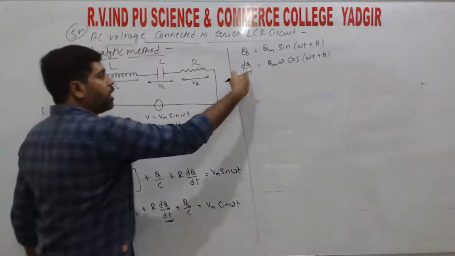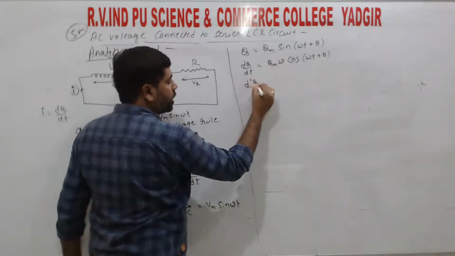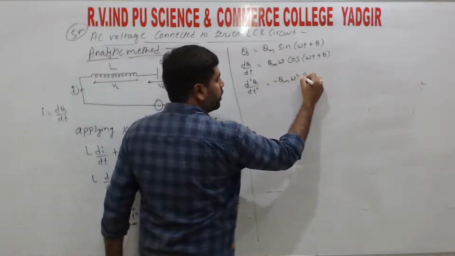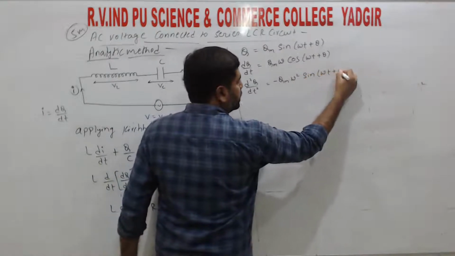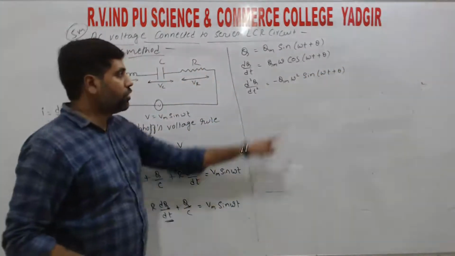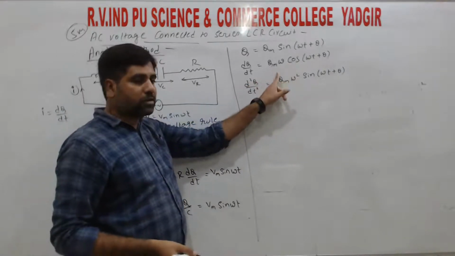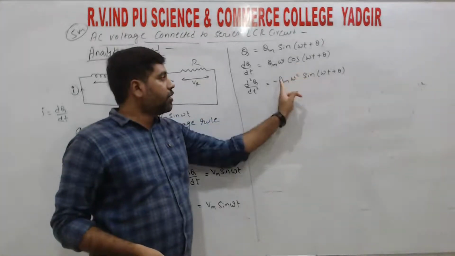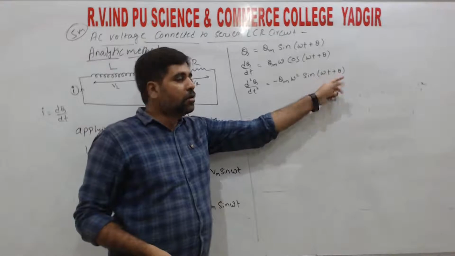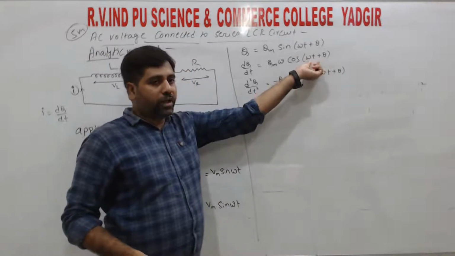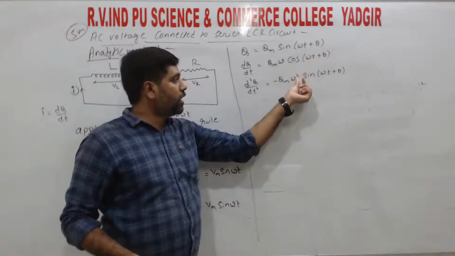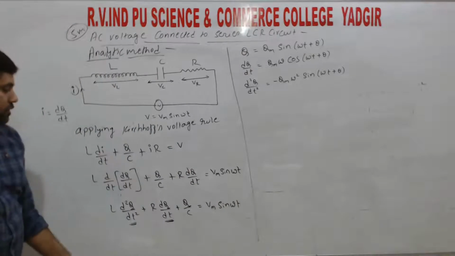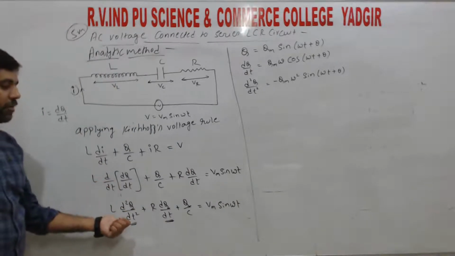Again, if we differentiate further, d square q by dt square, we get minus qm omega square sine of omega t plus theta. Here qm is a constant, keeping as is, omega first keeping as is. If we differentiate cos, we get minus sine of omega t plus theta. In the interior again omega into t, and if we differentiate omega t, we get omega. So omega into omega, we get omega square. Now substitute these three solutions into the given equation.